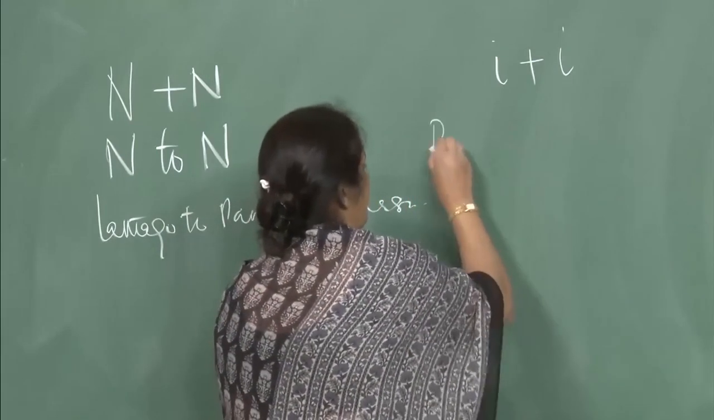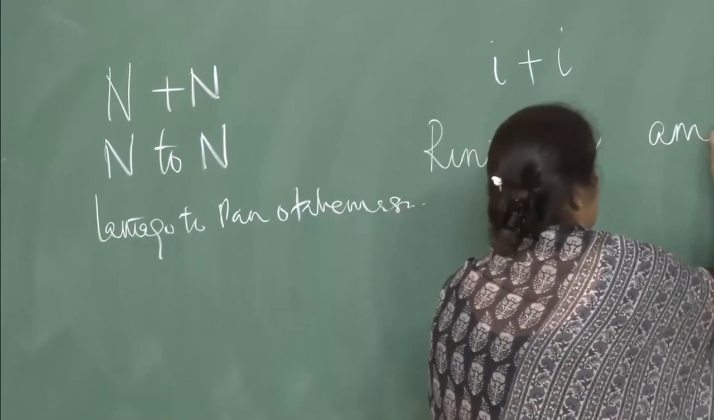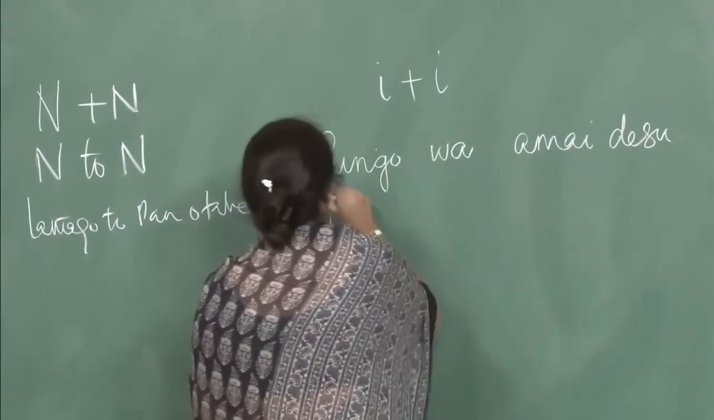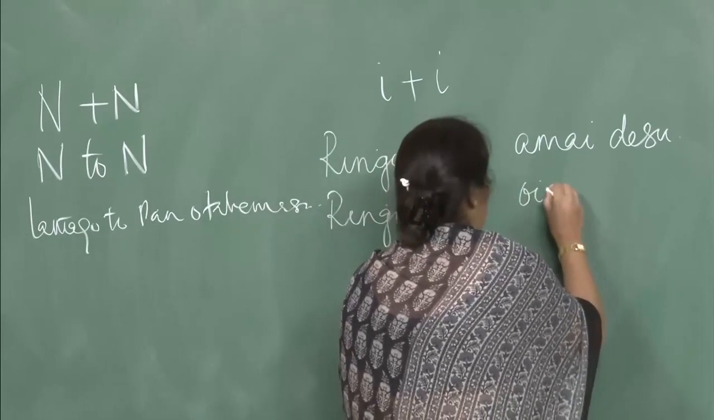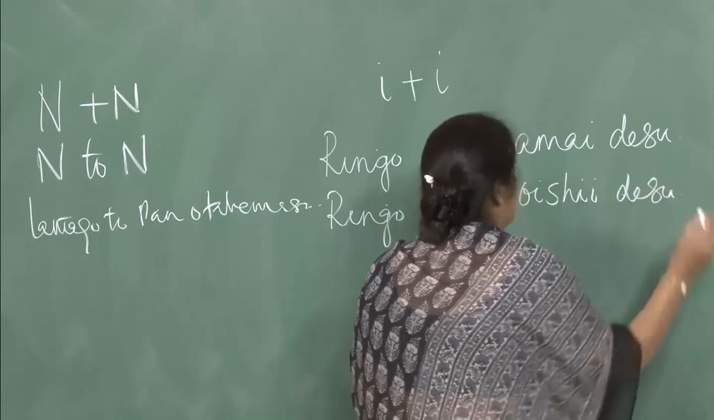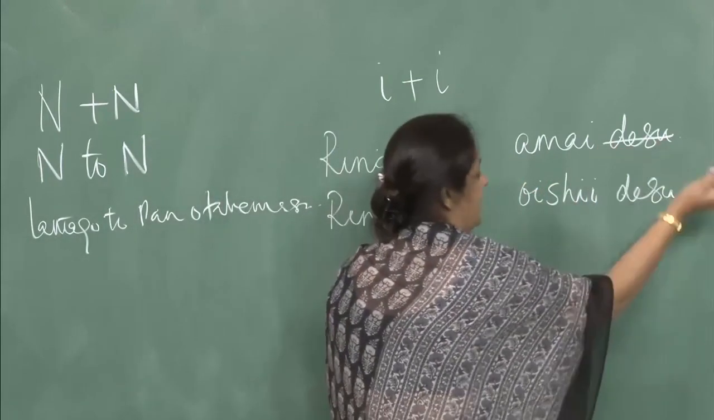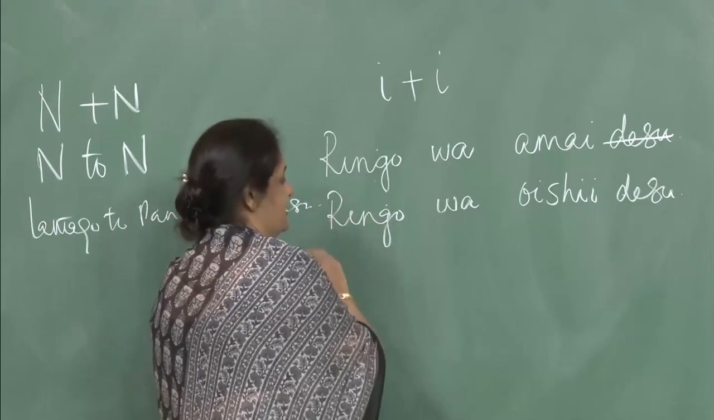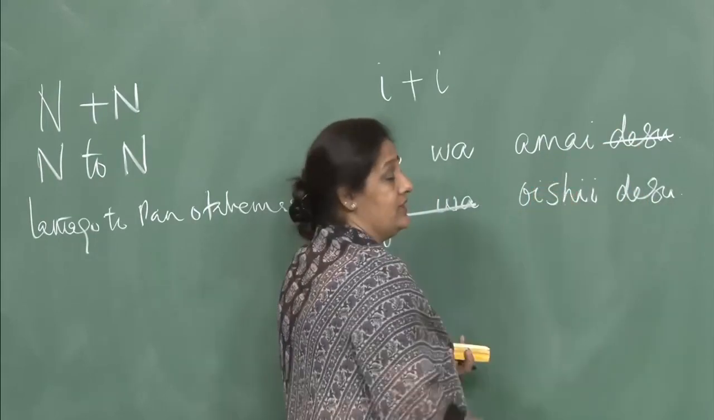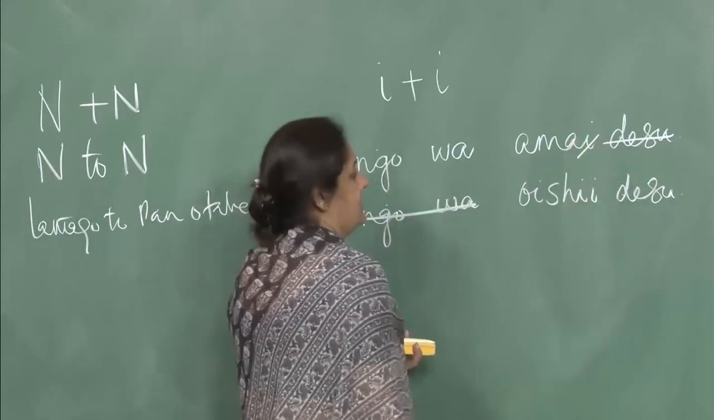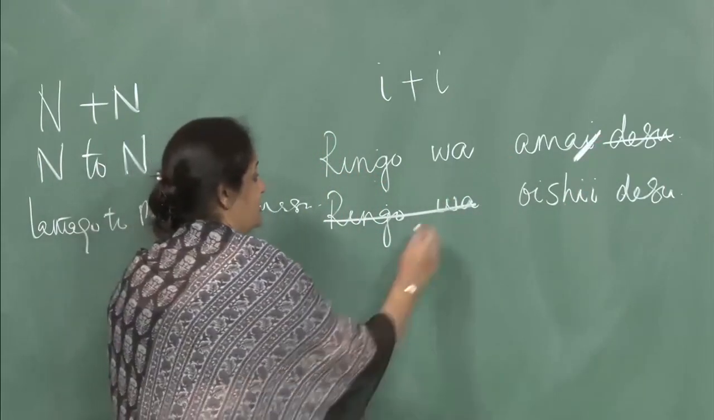Well, Ringo wa amai desu. Ringo wa oishii desu. So, how will you join these two? These are two sentences. How will you join these two? Ringo wa amai. I cut off this over here. Again, if you use ringo, it is not required. Amai oishii desu. Now, we need to join these two. What we do is, we remove this I from here, from the first I adjective. And put kute.